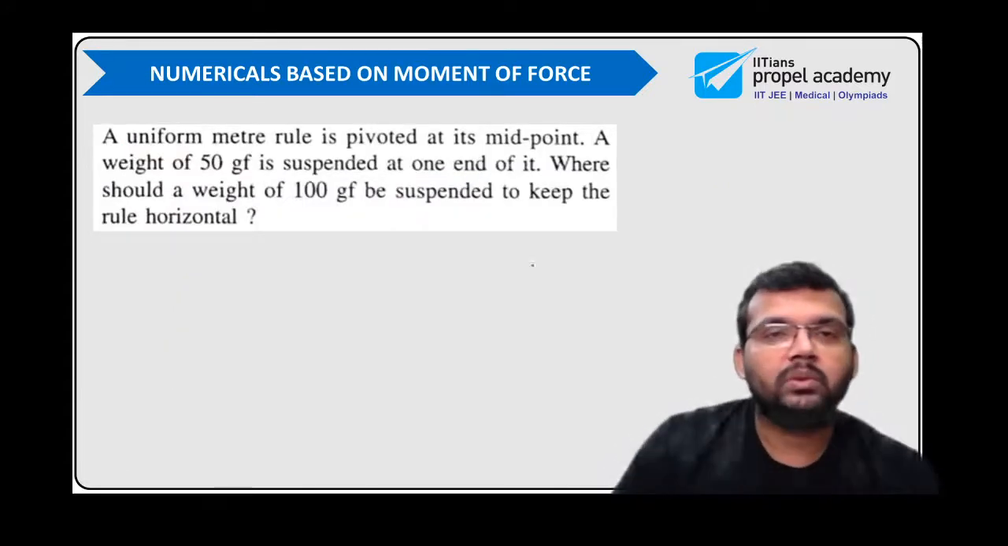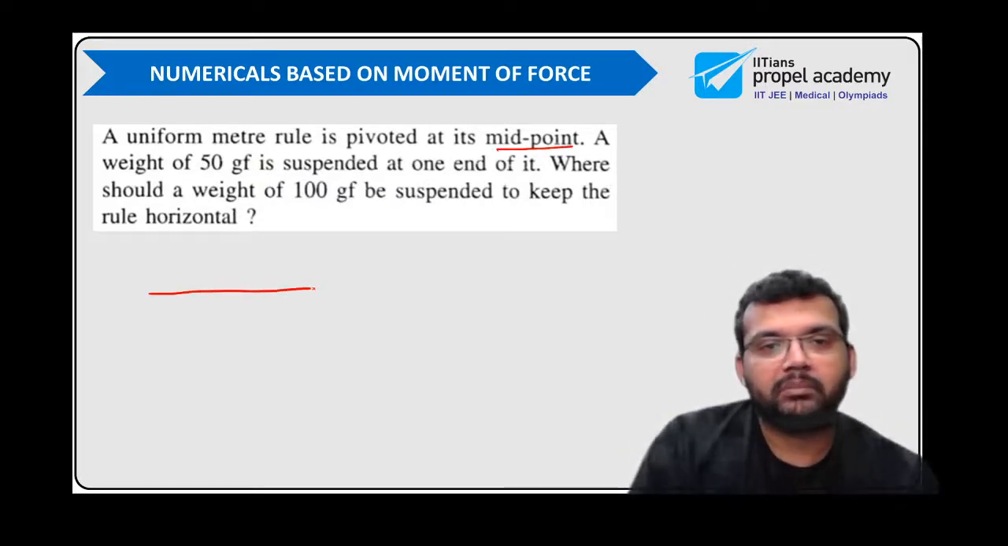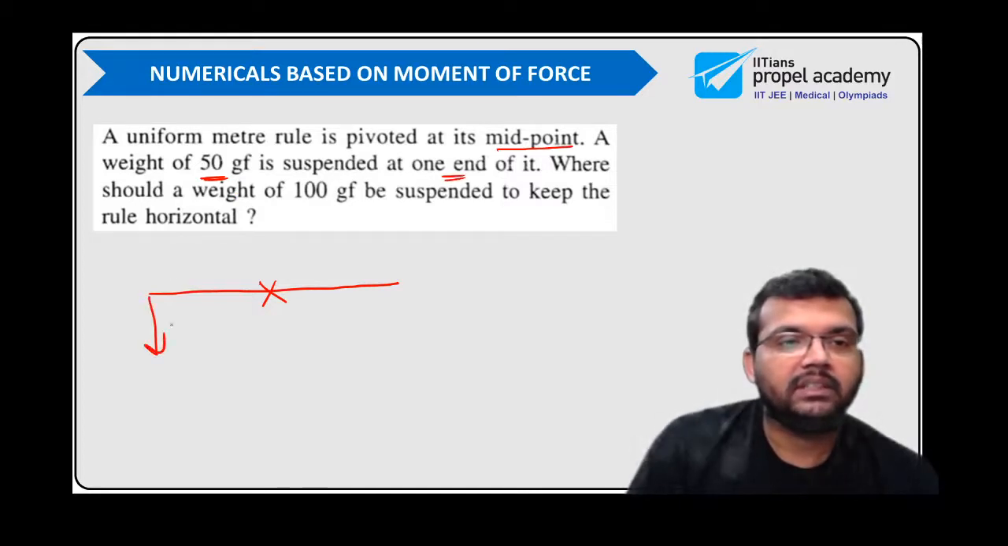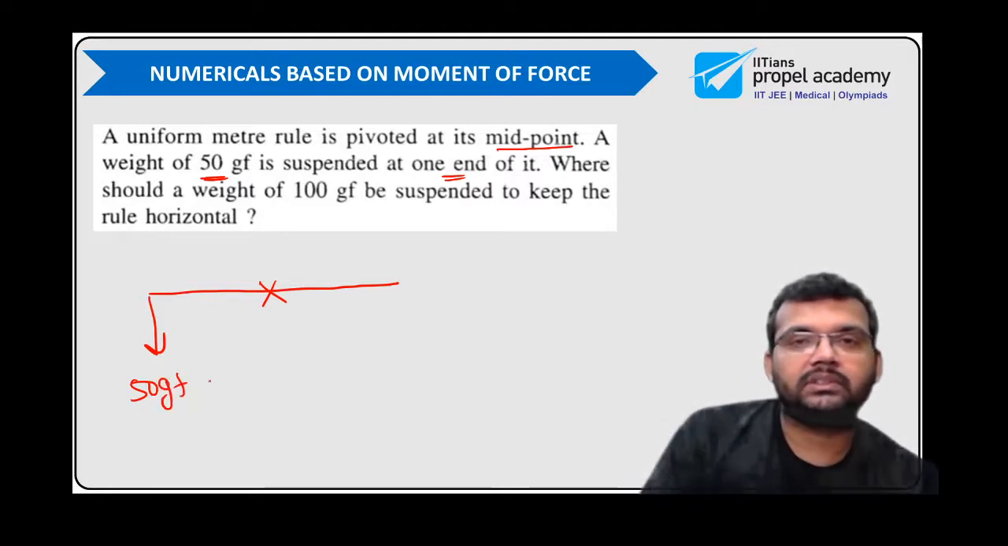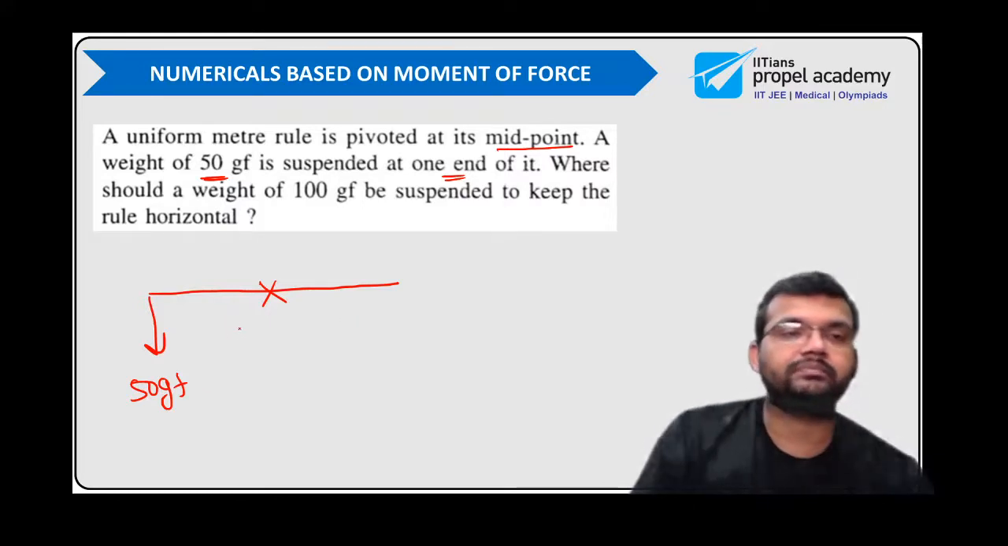Next, a meter rule is pivoted at its midpoint. So let's take a meter rule pivoted at the midpoint. A weight of 50 gram force is suspended at one of the ends. Where should a weight of 100 gram force be suspended to keep the rule horizontal?